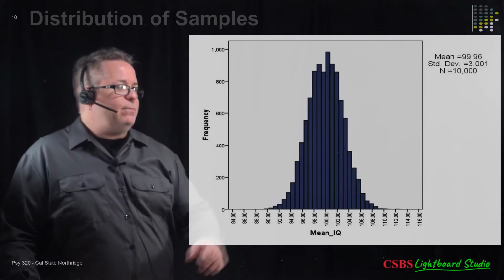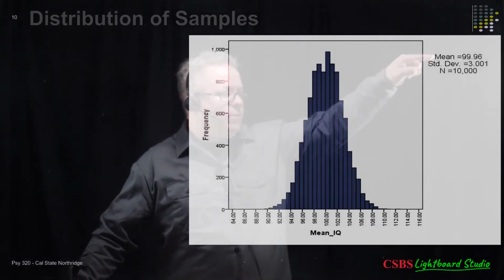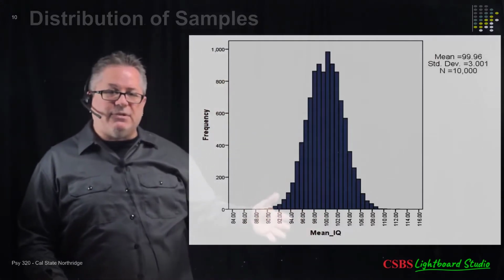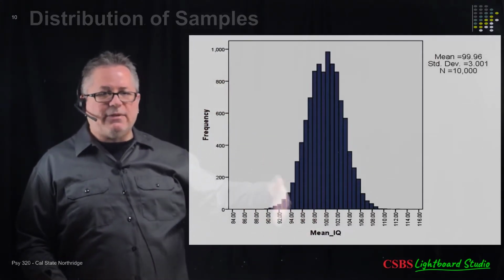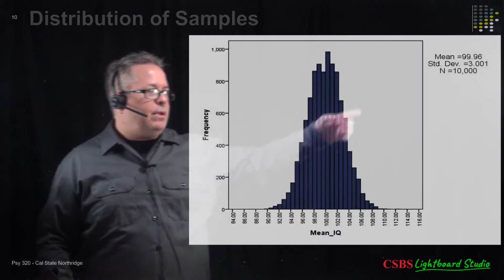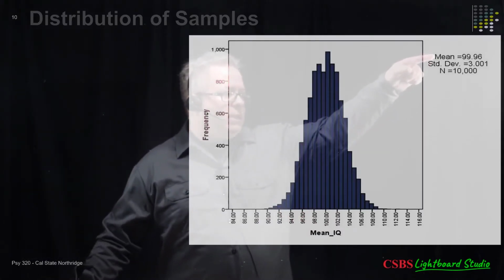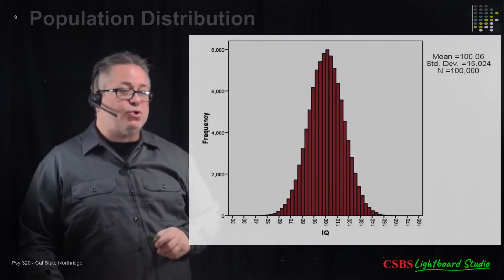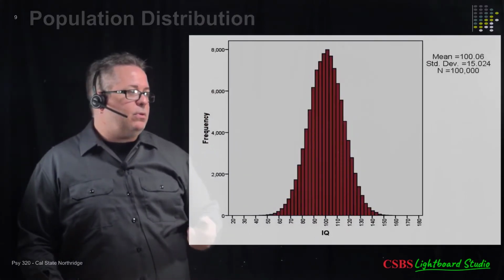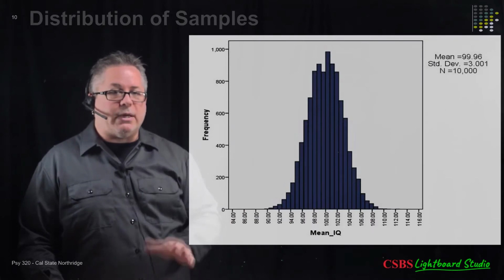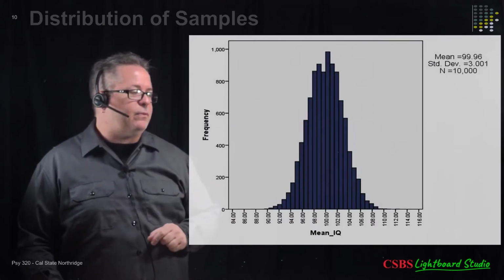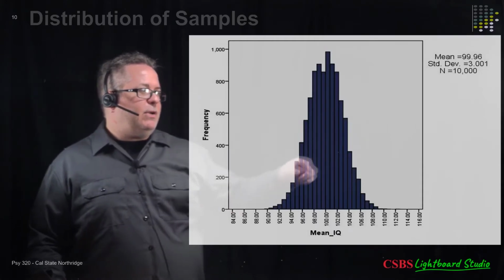And what you see is the mean ends up coming out pretty close to what we should expect. The average of all the averages, right? So the average of all the means, the mean of the means, is 100. It's real close, 99.96. So 100 was the mean of all the scores in the population. Well, the mean of all the means is right about the same. I mean, we're off in the second decimal place, right? So it's really close. But now look at the standard deviation.